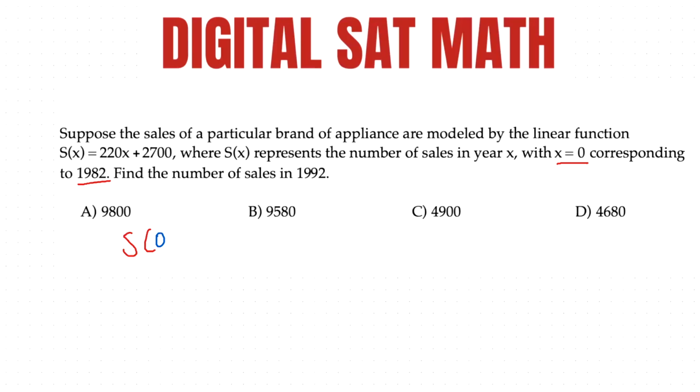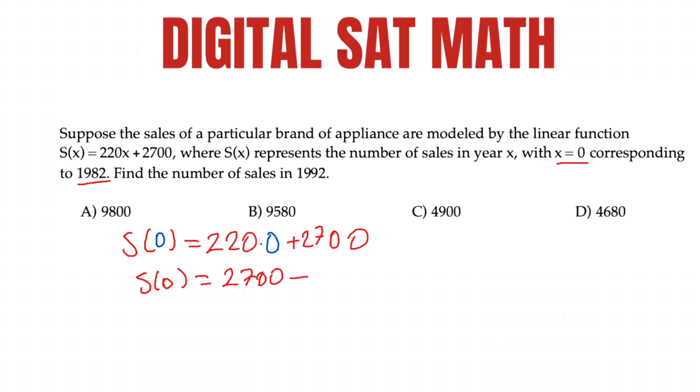S of 0 equals 220 times 0, plus 2700. If you multiply 0 by 220, you will end up with 0. And 0 plus 2700 will give you 2700. This is the number of sales in 1982. But in this problem, they want you to find the sales numbers in 1992.